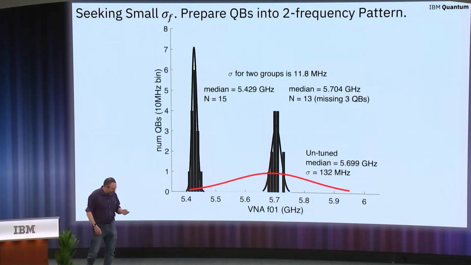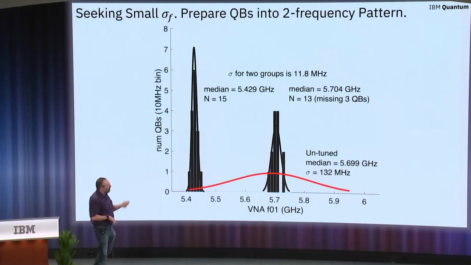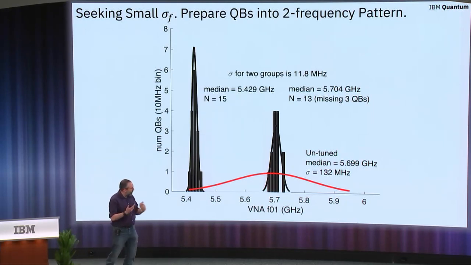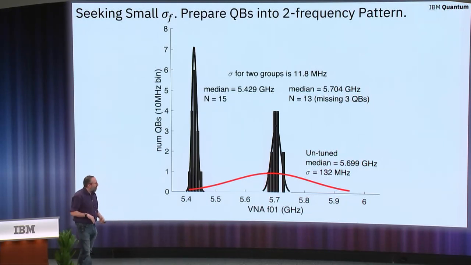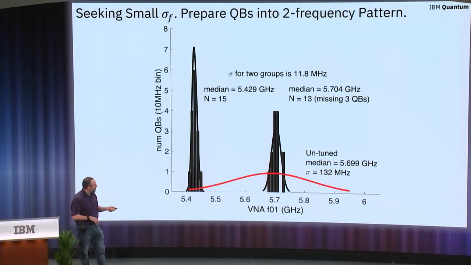Now if we take this chip and we cool it down in the fridge and we measure the qubit frequencies, we see that we do indeed have two target qubit frequencies, and the spread off of those two targets is about 12 megahertz, a sigma of about 12 megahertz off of these two target frequencies. So we see this as pretty good progress towards meeting the goals that were laid out in terms of the statistical model for how you evade the frequency collision problem.